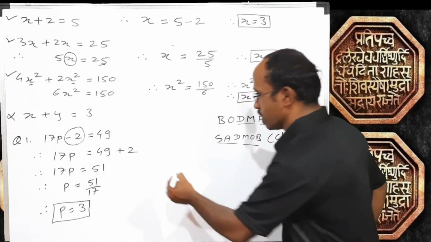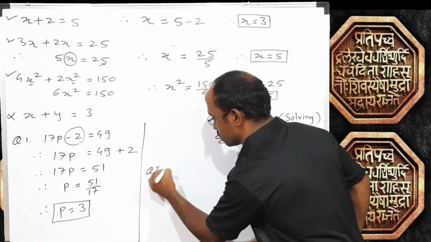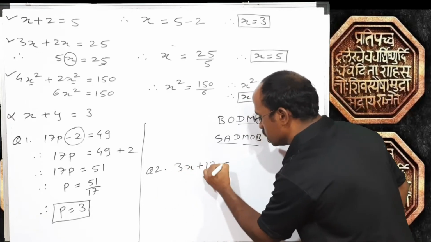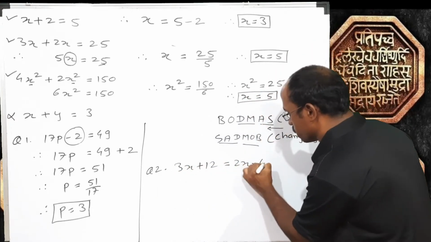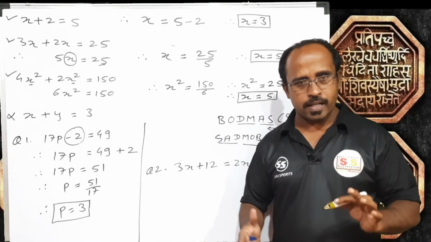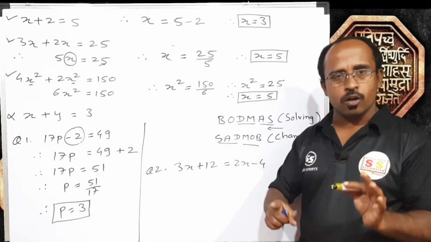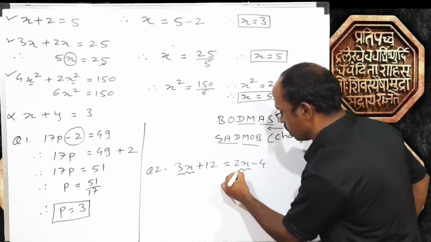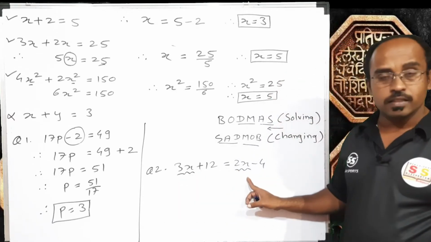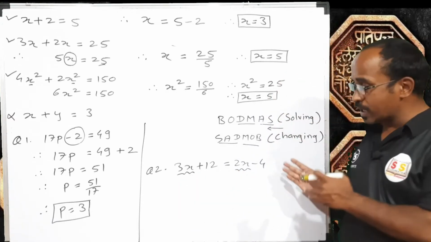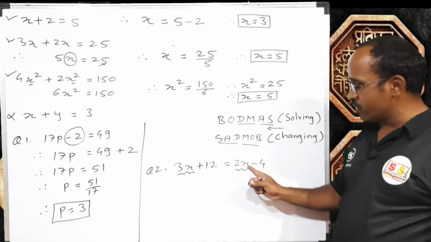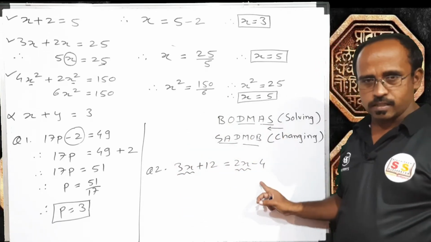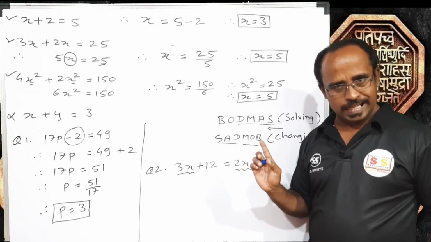Let us see the next example, where suppose the question is like this: 3x plus 12 is equal to 2x minus 4. Students, what's our idea? Our idea is to keep the variable alone on any one side. But here variables are on both sides. On the left hand side there is 3x, on the right hand side there is 2x. Then what we have to do? We have to collect them on any one side. Either we can shift this 2x on the left side, or we can shift this 3x on the right side. So let us shift this 2x on the left hand side.